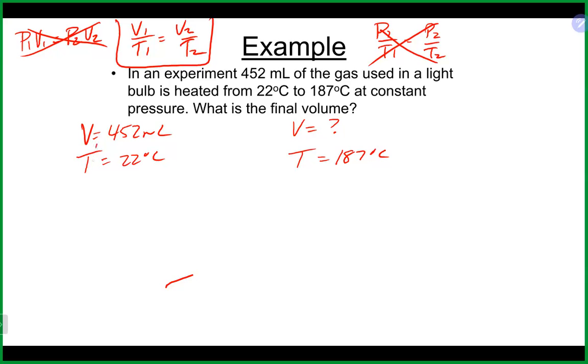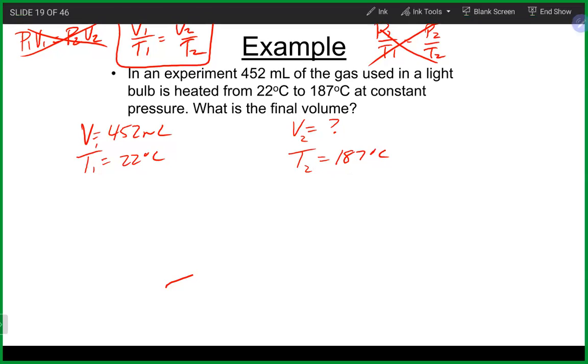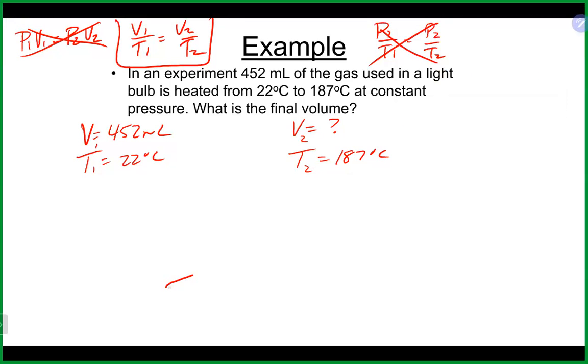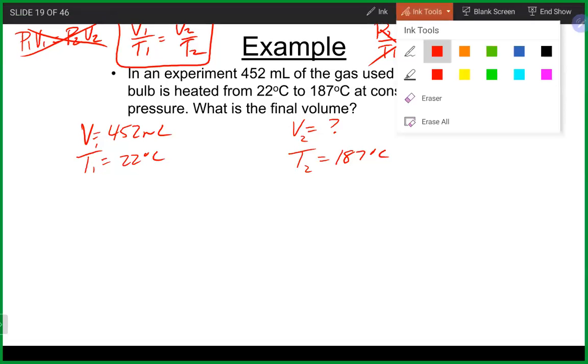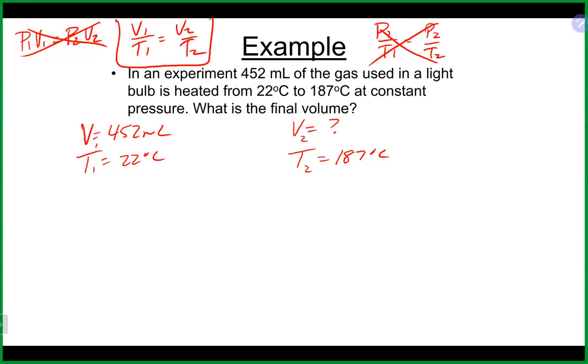Once again, I'm just going to label these guys as ones, these guys as twos. In this case, we do have a little work to do with our units, as our temperatures are in Celsius. And as I mentioned earlier, it's a no-brainer: it's got to be Kelvin when it's a gas law. So we're going to add our 273 to each of these. That's 273 plus 22, which gives us 295 Kelvin. And we'll add 273 to that guy there, which will give us 460, I believe, Kelvin.